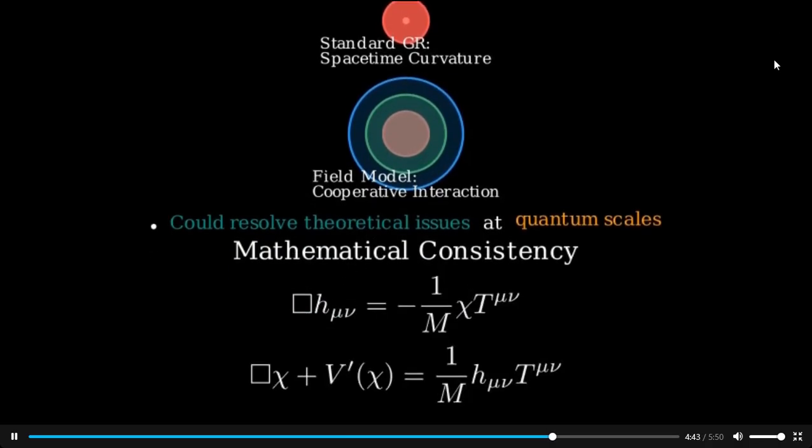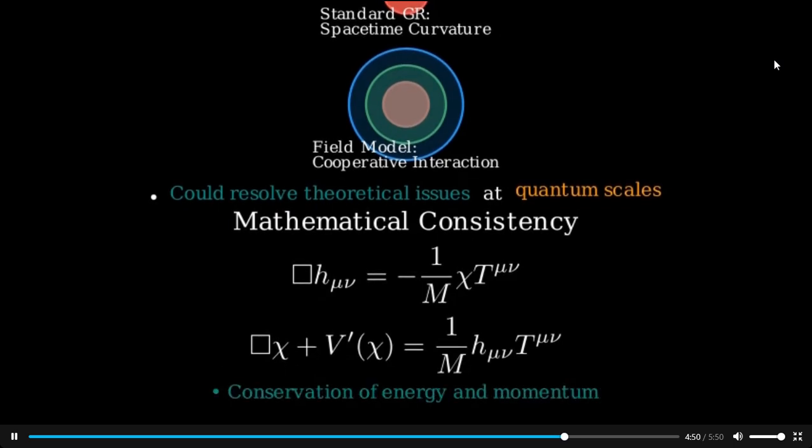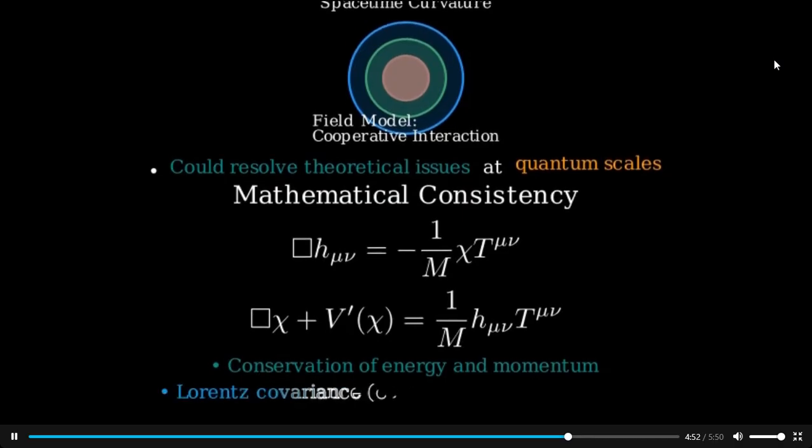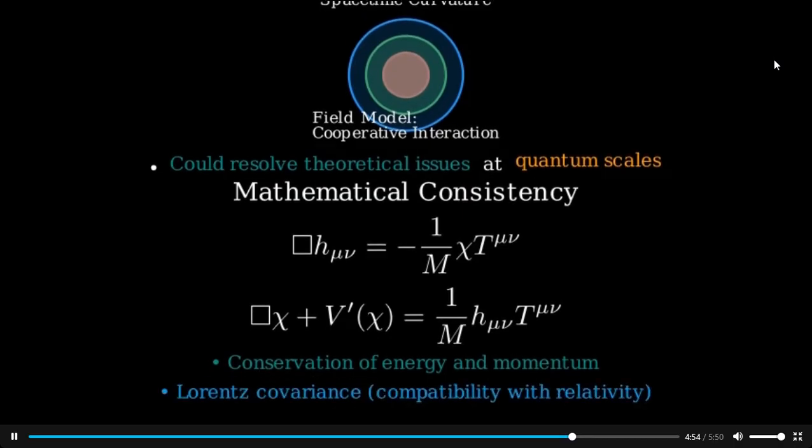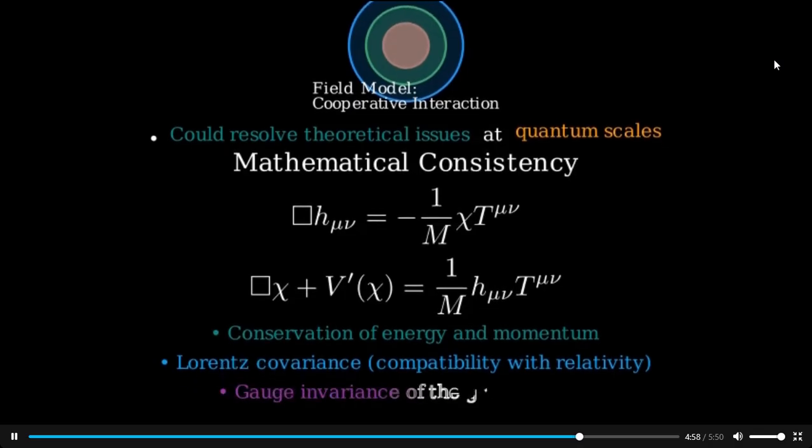The two coupled equations we've examined form a closed system that respects key physical principles. First, they maintain conservation of energy and momentum. Second, they respect Lorentz covariance, meaning they're compatible with special relativity. Third, there's a gauge invariance associated with the graviton field that's preserved in this formulation.